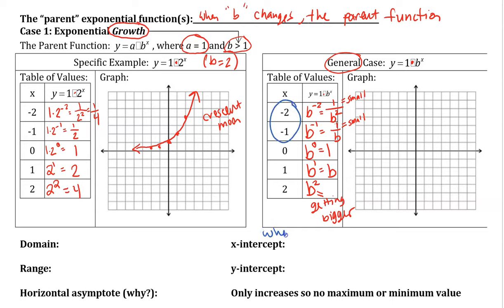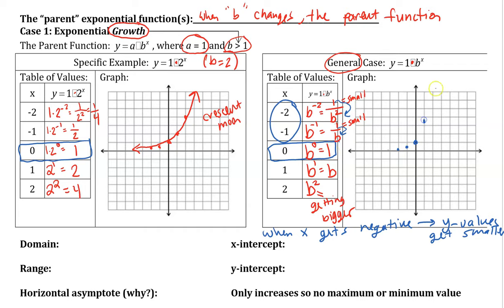So maybe I'll write that down. When x gets negative, the y values get smaller. Because instead of the y values turning negative, they're turning into reciprocals and dividing by big numbers, which results in smaller numbers. So for negative x's, the values are getting smaller as you go this way. And then one point they have in common is at 0. Regardless of whatever the base is, if you raise any base to the power of 0, you get 1. So they'll all have that point 0, 1 in common. And then they get bigger as x moves to the right.